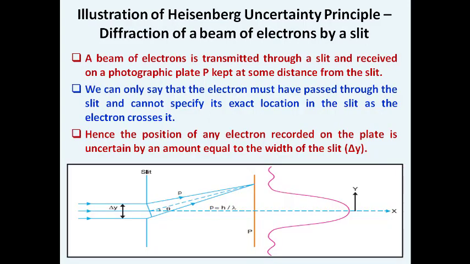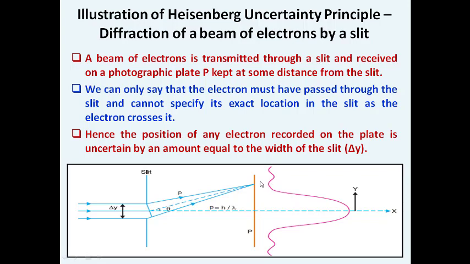Now we are going to discuss the second illustration, using the diffraction of a beam of electrons by a slit. Consider the case where a beam of electrons passes through the slit. If there is no slit, the electrons move directly towards the screen. Whereas as they get closer to the slit, you must notice that the electrons at the edges get diffracted and move towards the first minimum position. So we obtain a diffraction pattern.